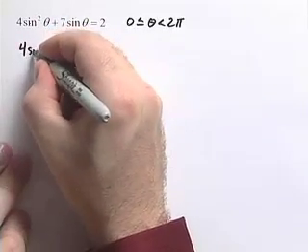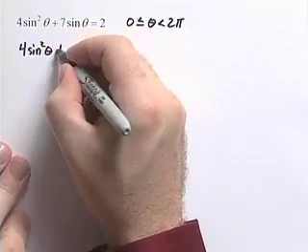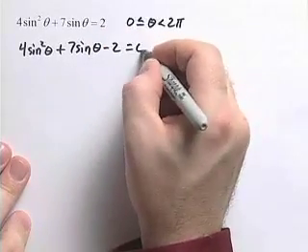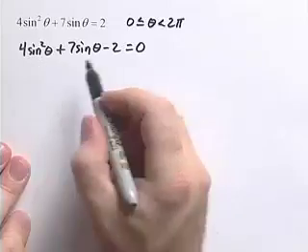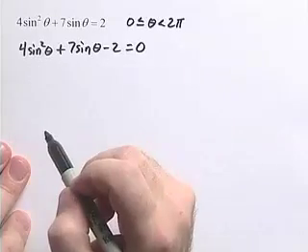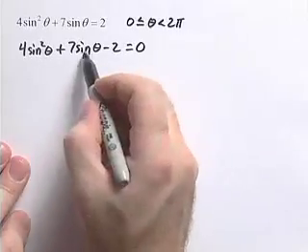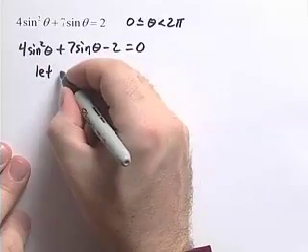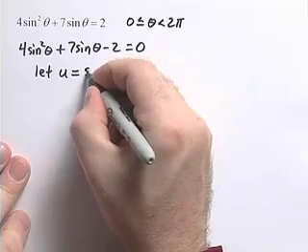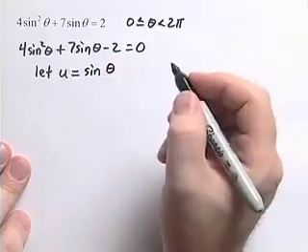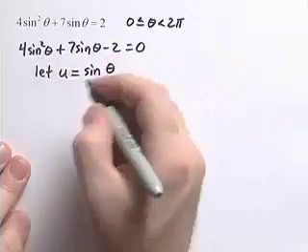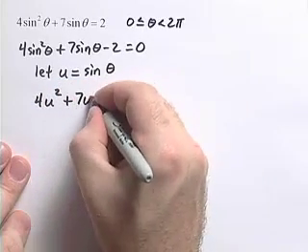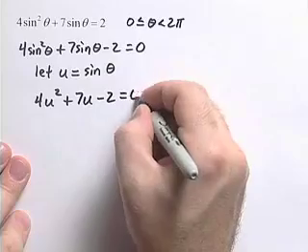So we'll have 4 sine squared theta plus 7 sine theta minus 2 is equal to 0. Now this is not a quadratic equation, but it is quadratic in form. So we have sine and we have a sine squared. If we use a substitution, we can see the quadratic form. We're going to let u equal the sine of theta. If we do that, rewrite our equation, we'll have 4u squared plus 7u minus 2 equals 0.